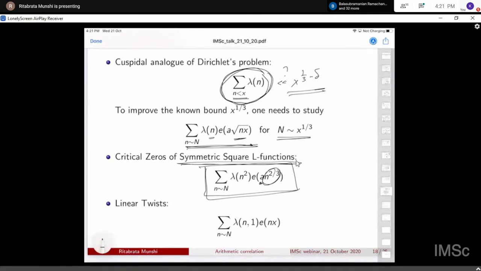Okay, which is quite difficult. If you're interested in a simpler problem, or a problem which looks simpler, you can look at the linear twist of a GL3 form, and the best bound that's known so far is n to the power 3/4. The conjecture is that it's bounded by n to the power 1/2. So this is also of the form that we are interested in.